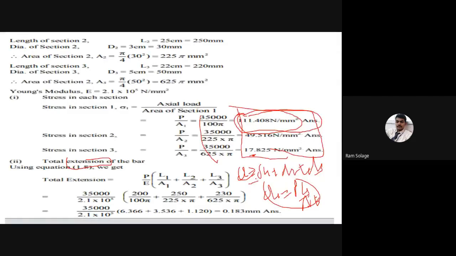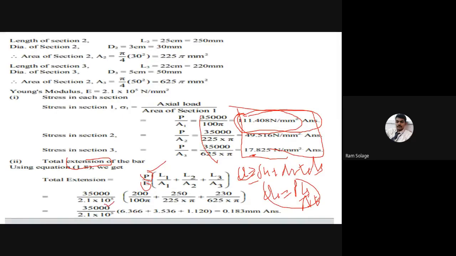Now check the answer. Now we can use this formula also. Total extension is P upon E, because P is common, E is common, we have taken them outside the bracket: L1 divided by A1 plus L2 divided by A2 plus L3 divided by A3. Now P is given in the problem.